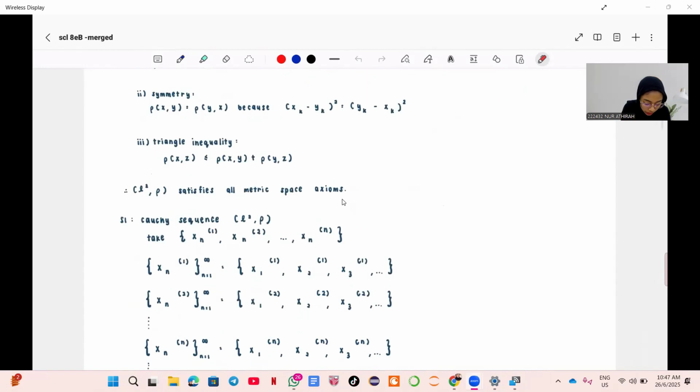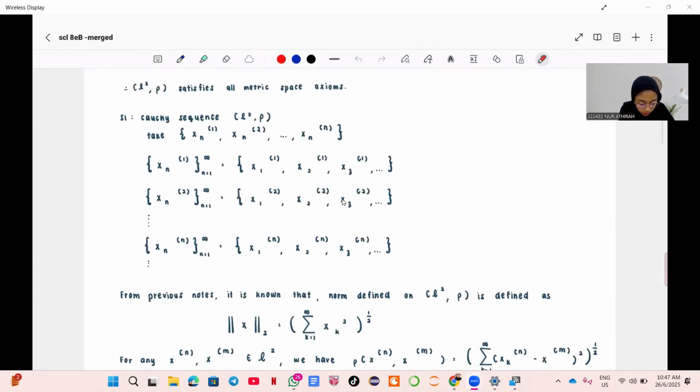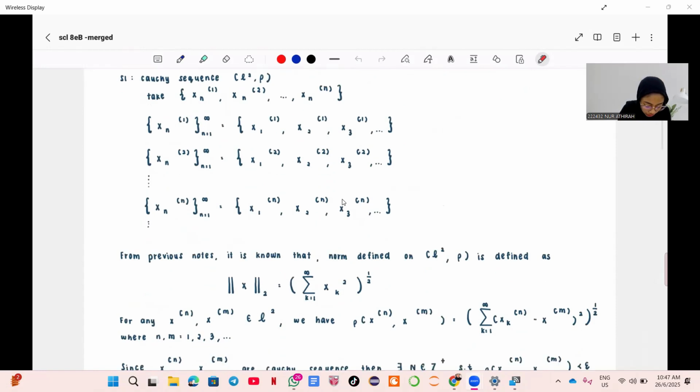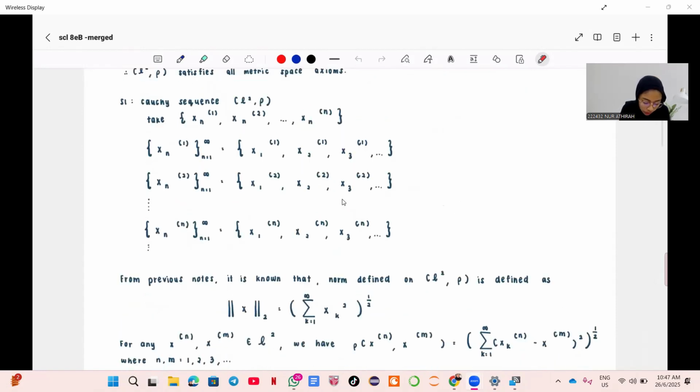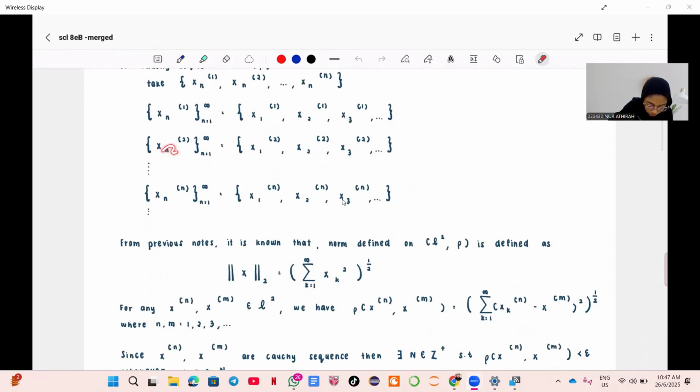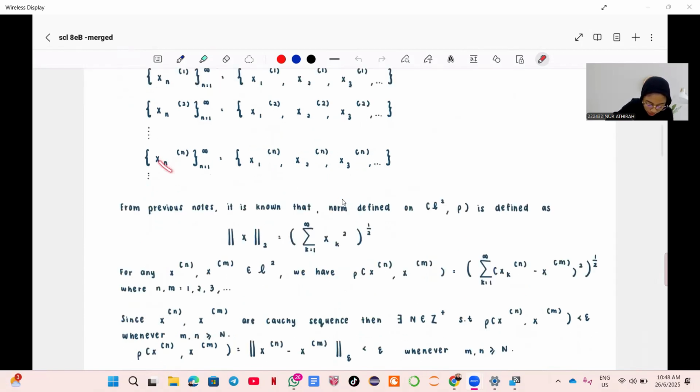So for step 1, we have to talk about Cauchy sequences in L2 with rho. For example, these are some arbitrary sequences of L2. Take xn1, xn2 until xnn. We could say, for example, xn1 to infinity. More examples: xn to the power of 2 is x1 to the power of 2, x2 to the power of 2, and x3 to the power of 2. We could also see that xn to the power of n is x1n, x2n, and x3n, and more.